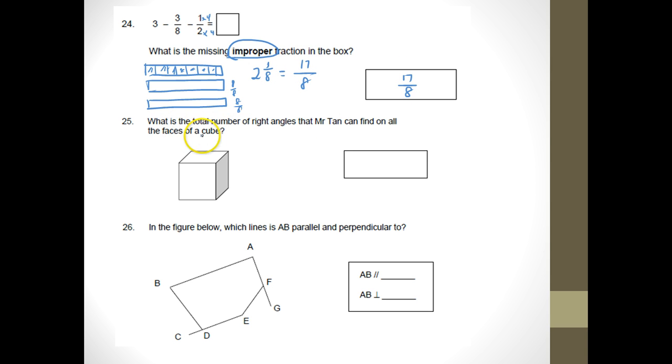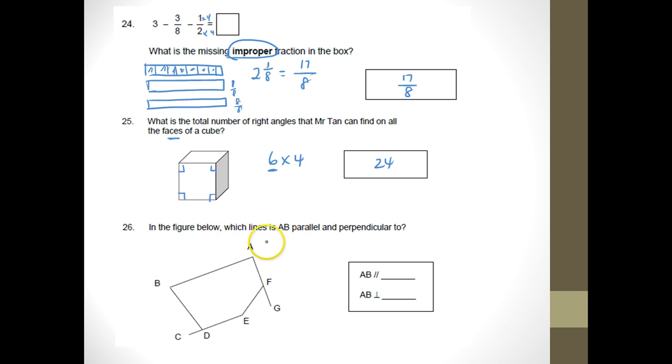Question 25. What is the total number of right angles that Mr. Tan can find on all the faces of the cube? So I know in one face of the cube there are 4 right angles. So 6 times 4 is 24 because there are 6 faces in a cube.